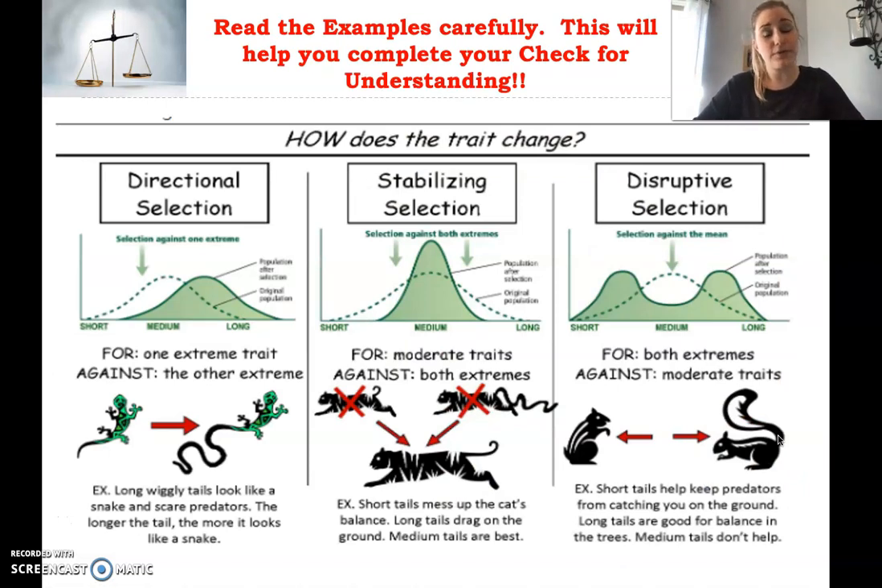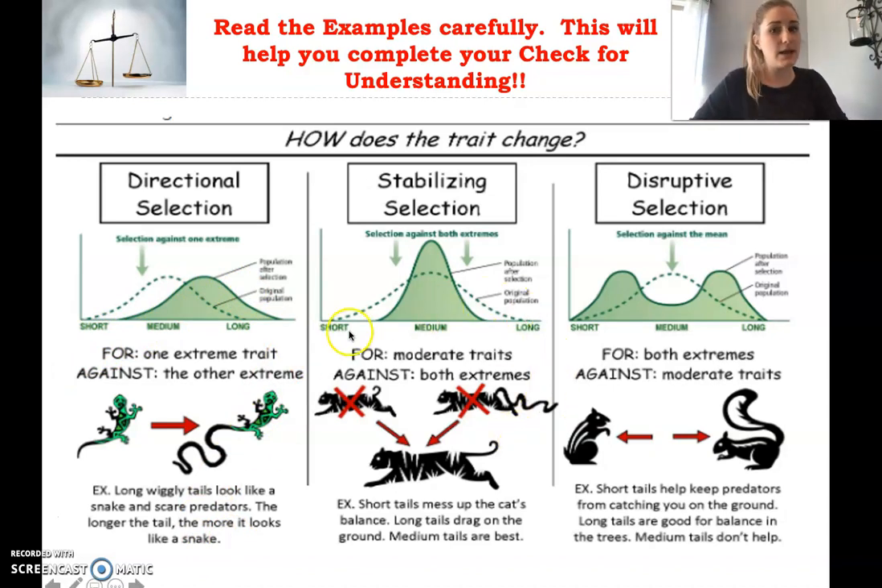So let's work through a few examples before you start doing your check for understanding for today. Over on the left-hand side, we see directional selection. Once again, we're always going to start out with that typical bell curve of not very many of the extremes and a lot of the intermediates. So in this example, long wiggly tails look like snakes and scare predators. The longer the tail, the more it looks like a snake. So this is going to be directional selection because the longer the tail, the better it is. It's moving towards one extreme here.